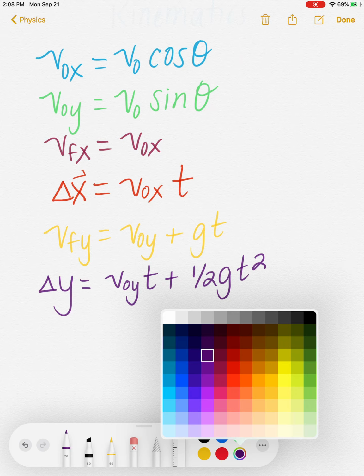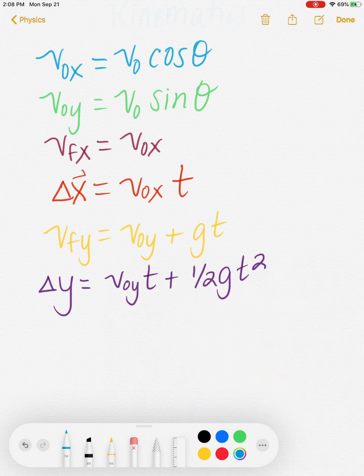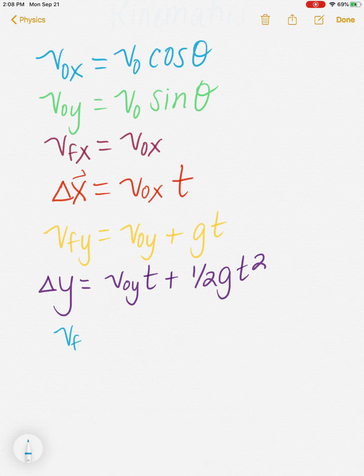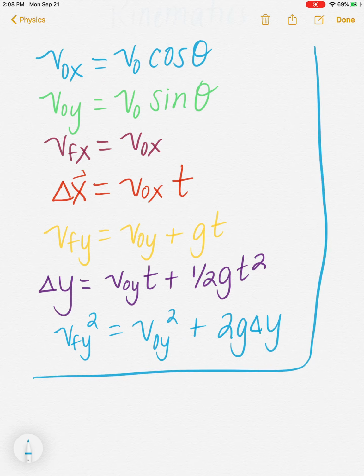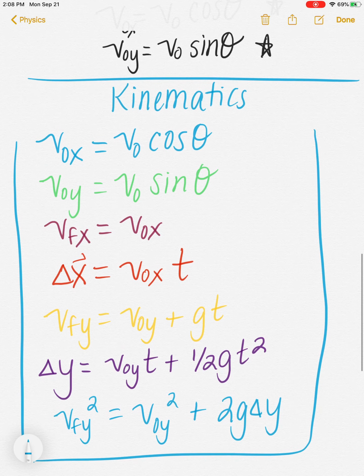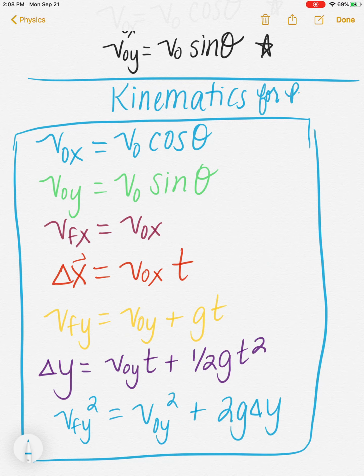And what color do we want to go with here? Maybe we'll go back to our teal. The final equation that's useful here is that the final y velocity squared equals the initial y velocity squared plus twice gravity times the change in height. All right. So these are your new revised kinematics. We should put kinematics for projectiles specifically.